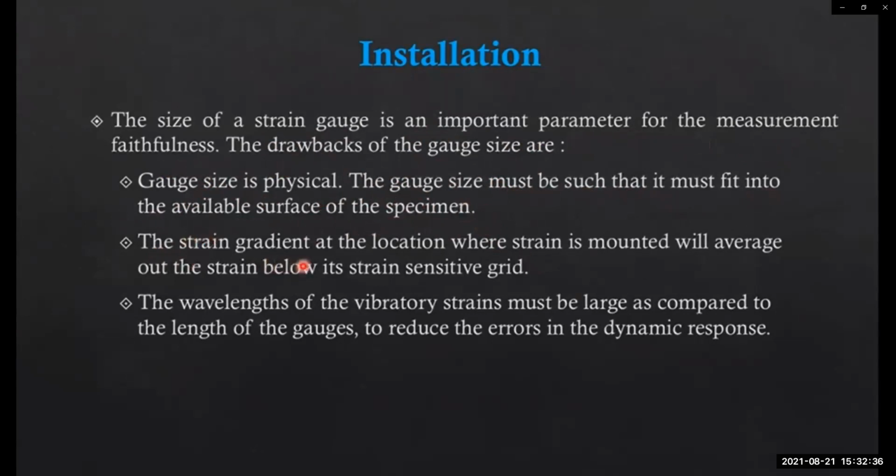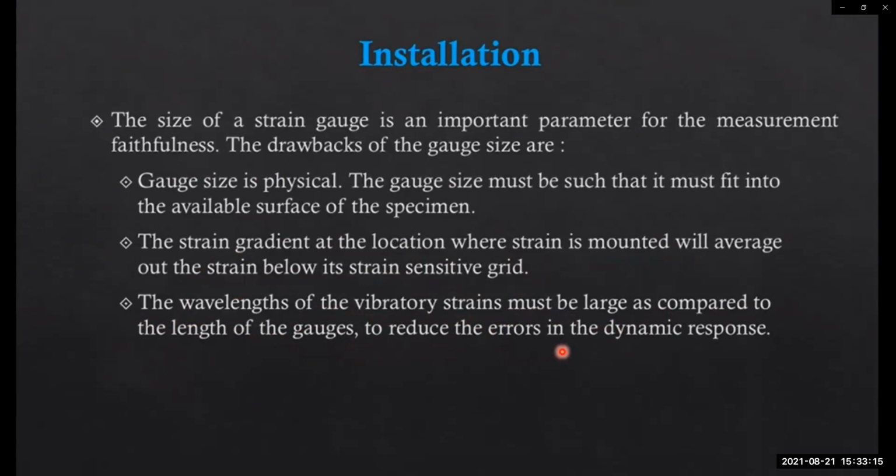Then, the strain gradient at the location where the gauge is mounted will average the output strain below its strain-sensitive grid. Now, the wavelength of the vibratory strain must be large compared to the length of the gauge, to reduce the error in the dynamic response, because we are changing our input with respect to time. So, for good fidelity in the magnitude of strain reproduction, the gauge length must be less than 1/20th of the wavelength of the vibration. We are neglecting the error with the help of this arrangement.